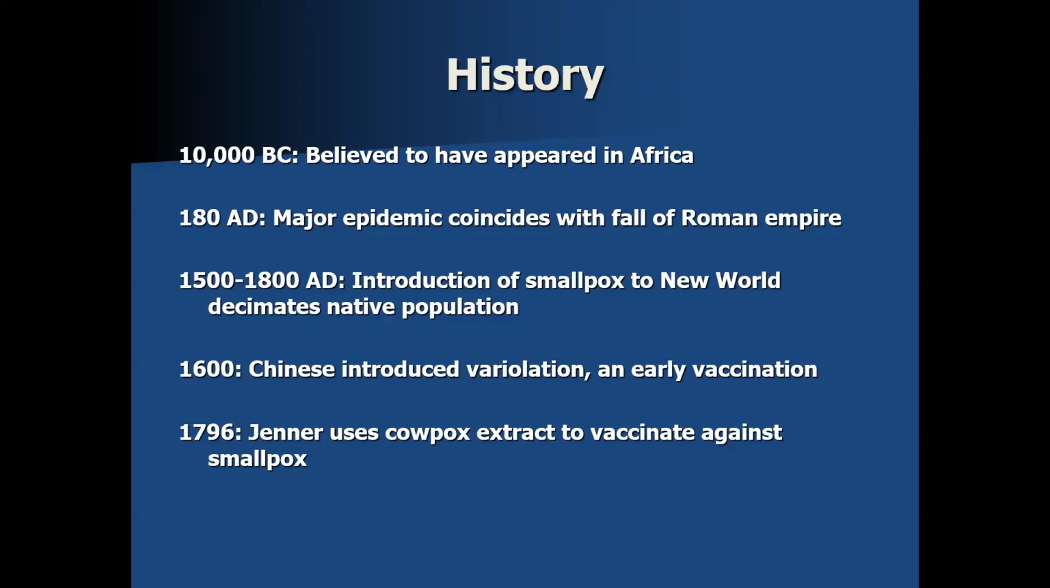In 1796, Edward Jenner used cowpox extract to vaccinate against smallpox. From there we got to our modern forms of vaccination.